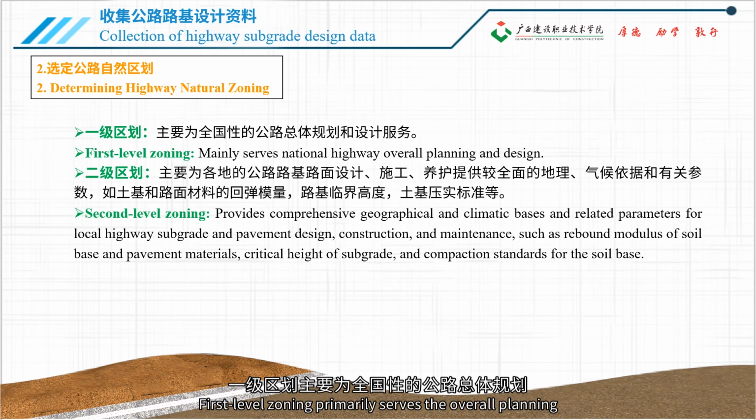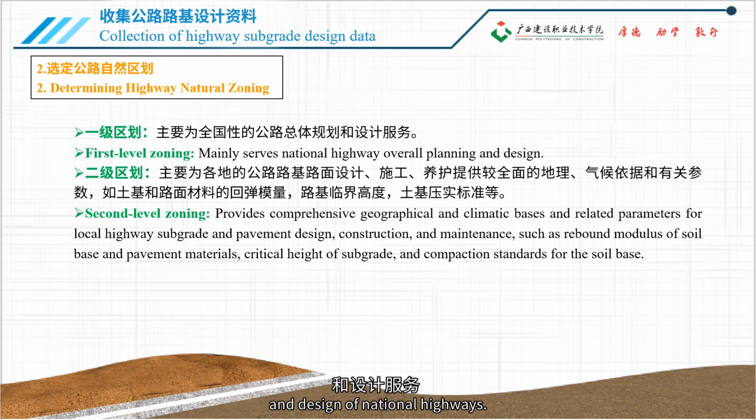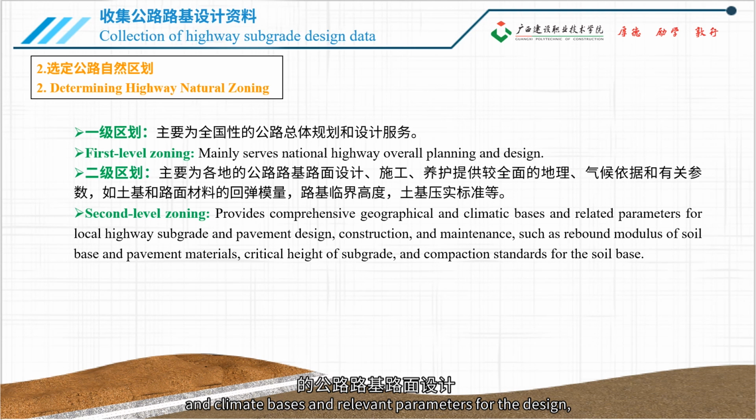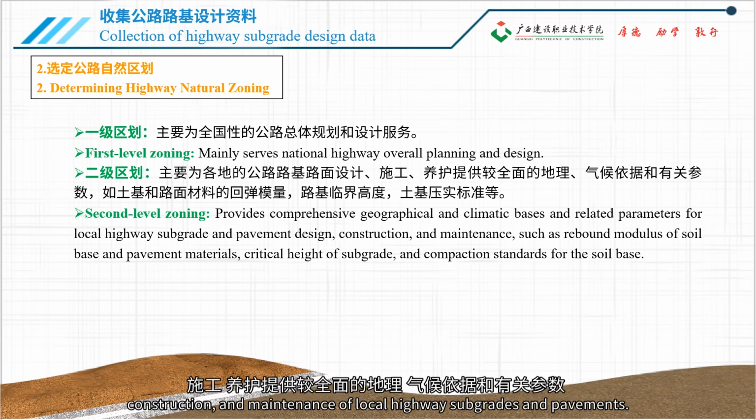First-level zoning primarily serves the overall planning and design of national highways. Second-level zoning mainly provides comprehensive geographic and climate bases and relevant parameters for the design, construction, and maintenance of local highway subgrades and pavements.